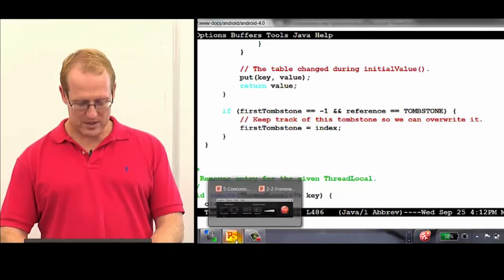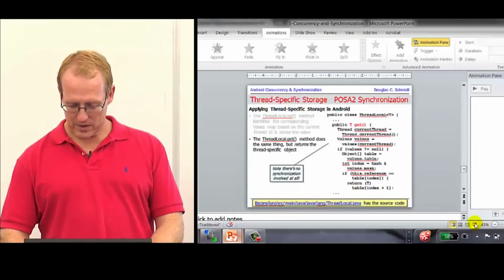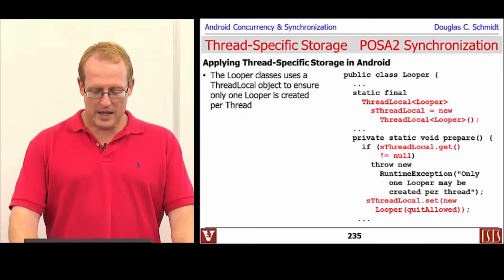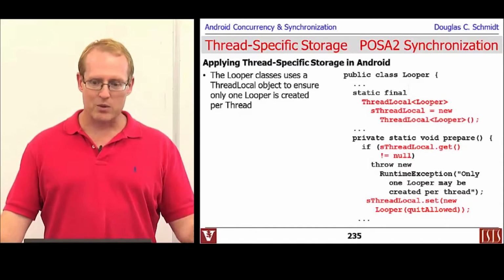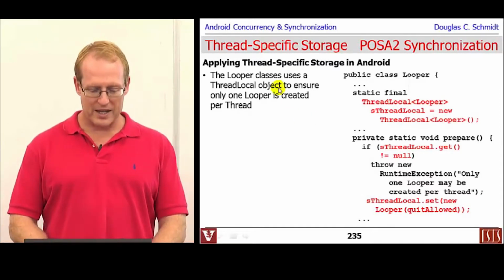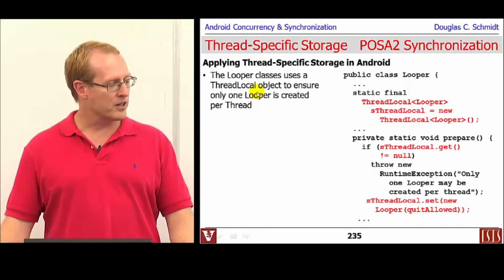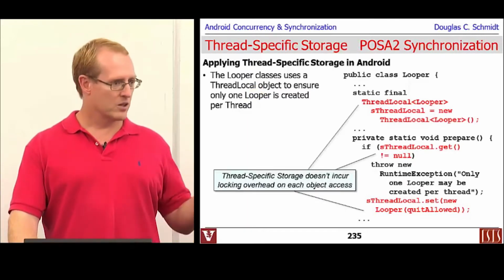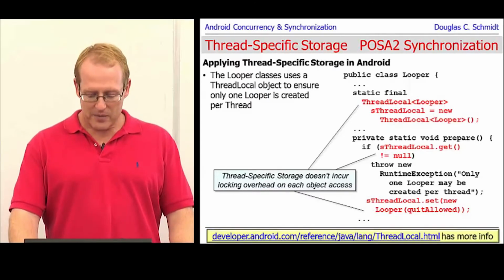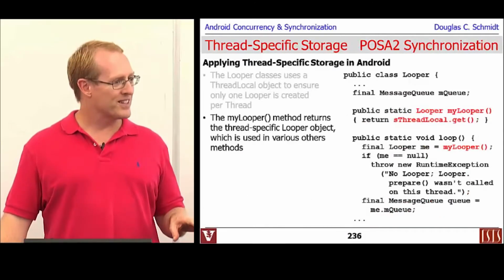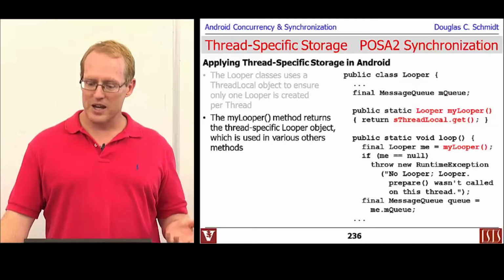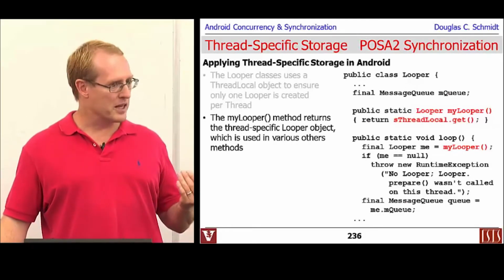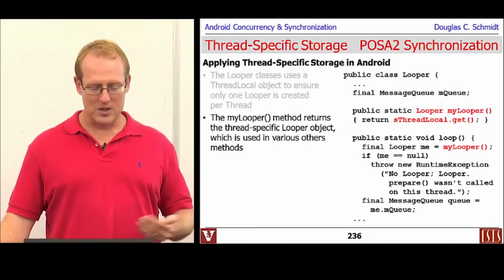OK, so that's the thread local implementation. Now, how does this stuff get used? Well, this goes back to what we looked at before. You can see that the looper class uses a ThreadLocal object in order to make sure that there's only one looper. We looked at that before. No locking overhead goes on there. There's also a bunch of helper methods that are part of this implementation that are used to get the thread-specific looper. So this is kind of an interesting one.